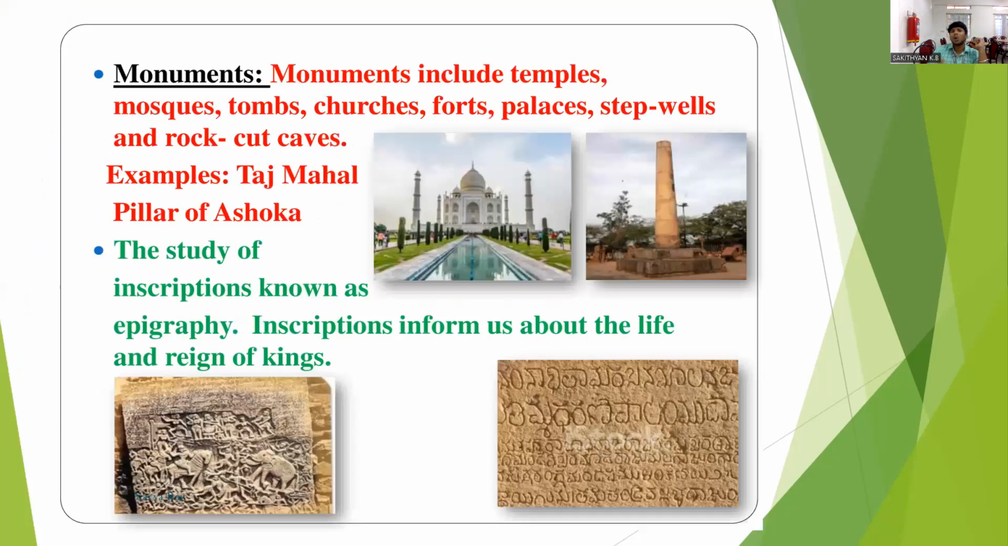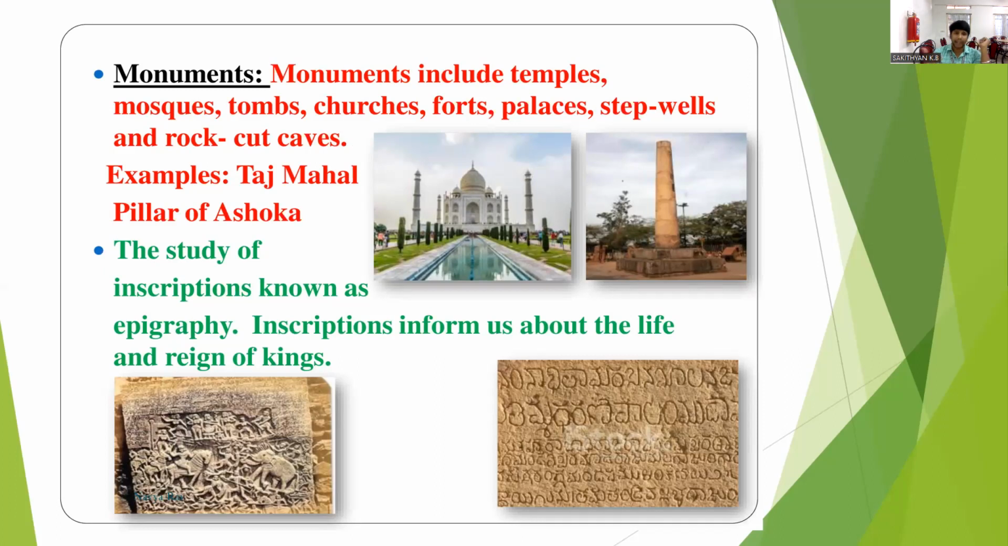So through monuments, what can be done? Monuments include temples, mosques, towns, churches, forts, palaces, and rock cut caves. Examples: the Taj Mahal, pillars of Ashoka. Why they were built, we have studied so far. The study of inscriptions is known as epigraphy. Even in a 2 mark question you may get, what is called epigraphy? What does it mean? The study of inscriptions is known as epigraphy.